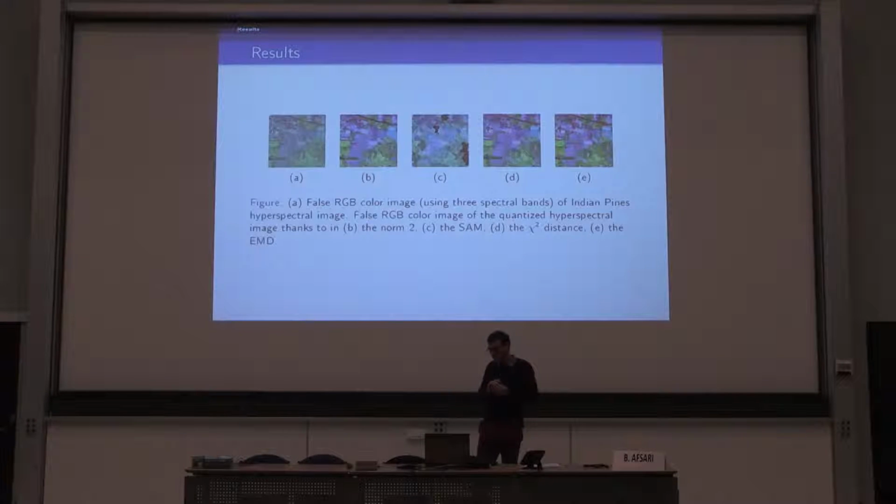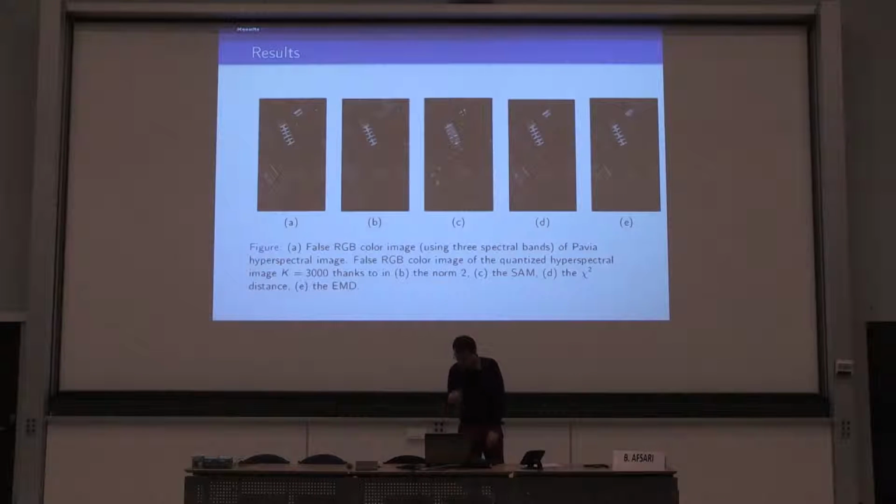And then I just apply the quantization technique I just presented on these images. So in small a, you will see the image. I just selected 3 channels so that we get a false RGB image. Normally, you have 200 channels, but you will never be able to see it. So I selected just 3 channels. And in B, C, D, and E, you will get the different quantizations according to different distances. And the same for another image. And thank you for your attention.